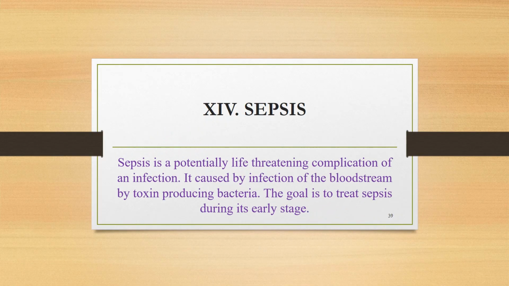Sepsis. Sepsis is a potentially life-threatening complication from an infection. It is caused by infection in the bloodstream by toxin-producing bacteria. The goal is to treat sepsis during its early stage.